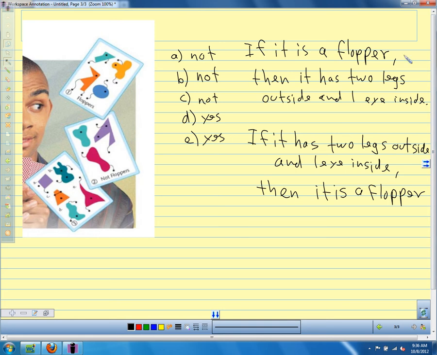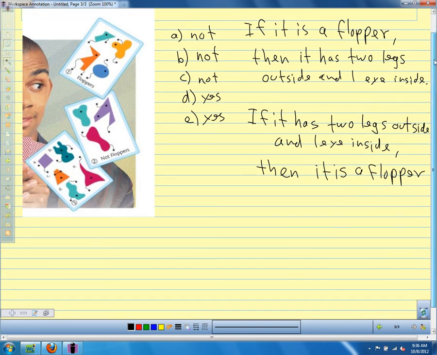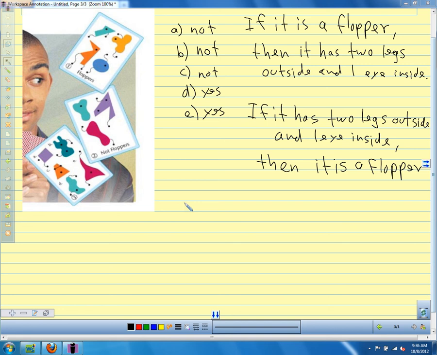All right, so let's turn this into our biconditional, our if and only if. It is a flopper if and only if it has two legs outside and one eye inside.